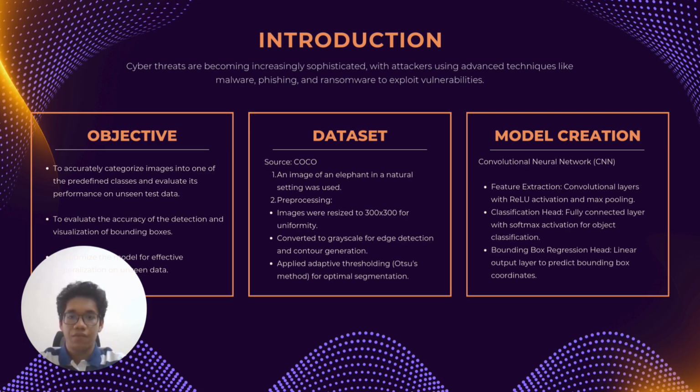So last but not least, for our model creation, we use a CNN, where 3 components are used. The first is feature extraction, where several convolutional layers are equipped with ReLU activation functions, and max pooling layers to reduce spatial dimensions while retaining essential features at the same time. Next is the classification head, a fully connected layer with a softmax activation function for multi-class classification. And lastly, the bounding box regression head, where a linear output layer is specifically designed to predict bounding box coordinates.